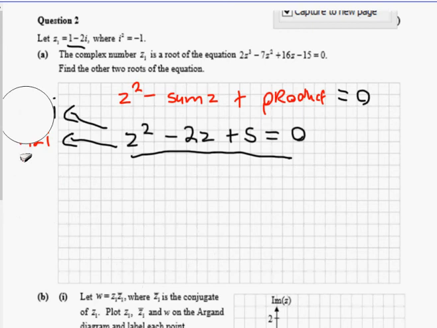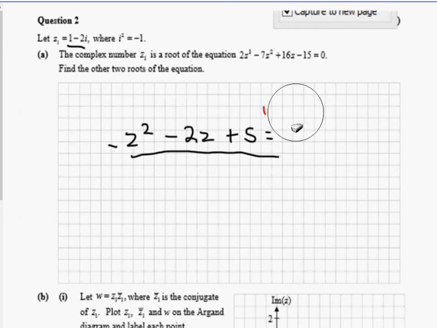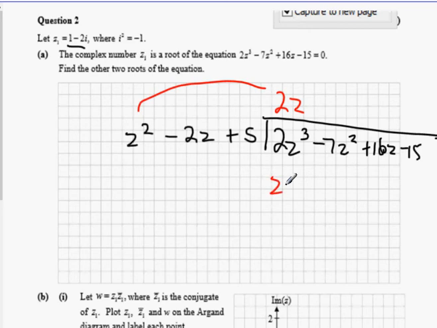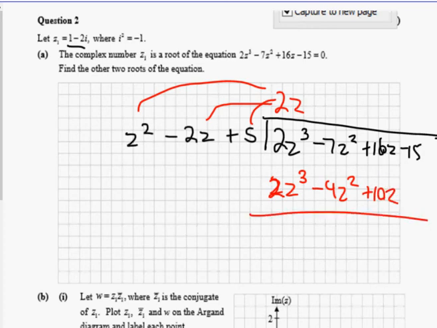Okay, so we can get rid of this here, and then all we're going to do is put in the cubic beside it. So once you've done that, it goes into the cubic, and the cubic is 2z cubed minus 7z squared plus 16z minus 15. We put it all in. 2z multiplies with that, 2z cubed. 2z times minus 2z is minus 4z squared. 2z times 5 is plus 10z. Now we've got to take it all away.